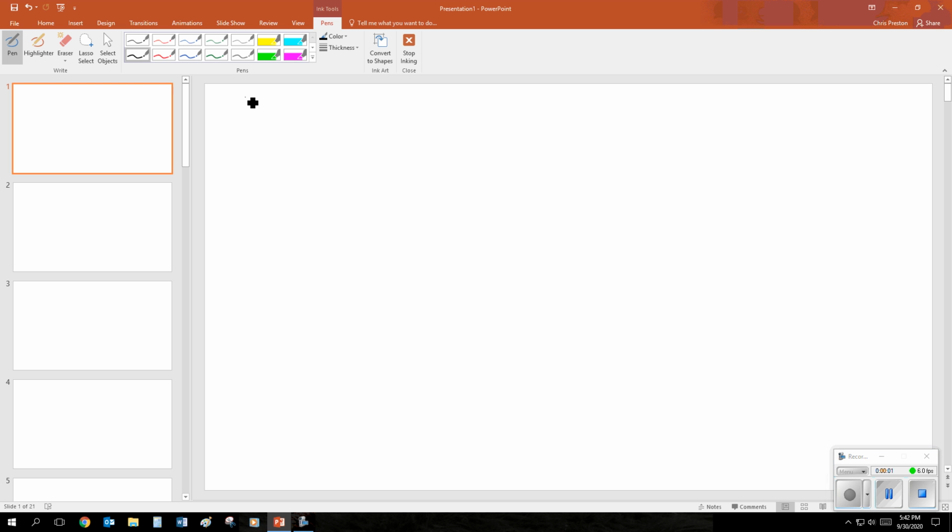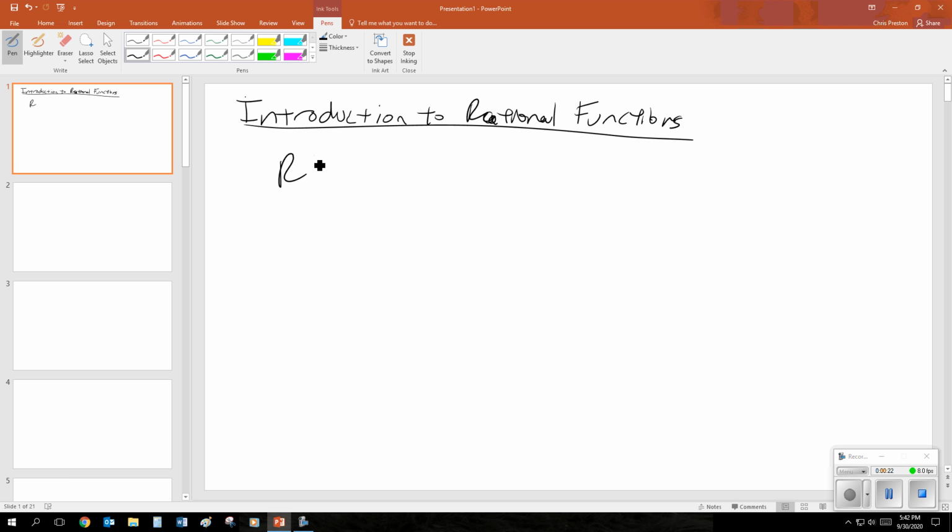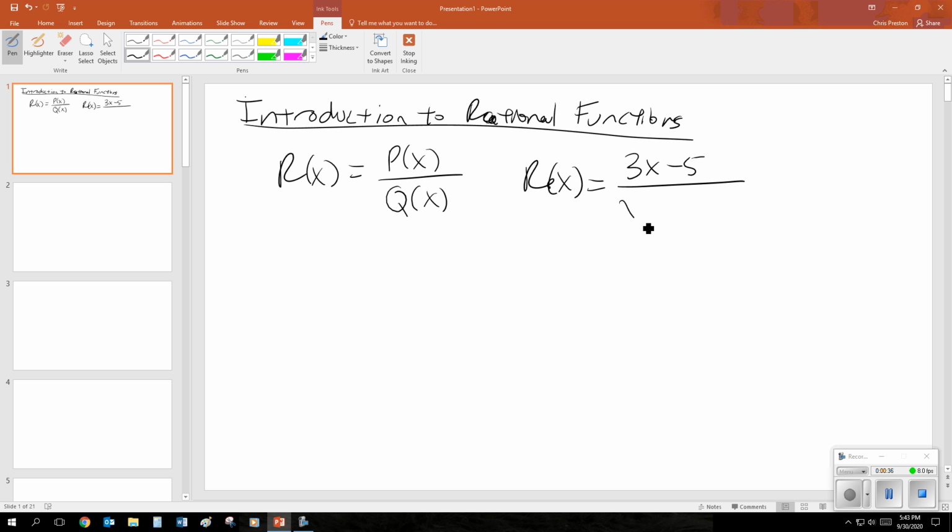All right, we're going to look at an introduction to rational functions. So a rational function is when you have a polynomial over a polynomial. You've got two polynomial functions. So something like 3x minus 5 over x squared minus 6x minus 7. That would be an example of a rational function.